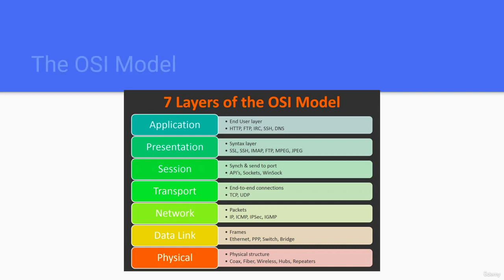So let's have a look here. As you can see, here are the 7 layers we have. We have the application layer, the end user layer: HTTP, FTP, IRC, SSH, DNS. We have the presentation layer, the syntax layer, which includes SSL, SSH, IMAP, FTP, and you can see that FTP, for example, exists in both the presentation and the application layers.